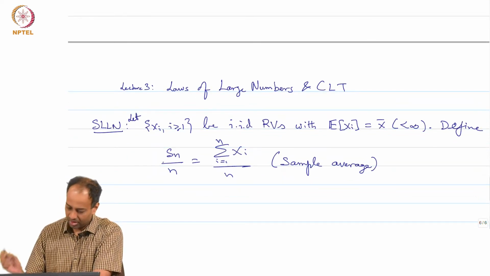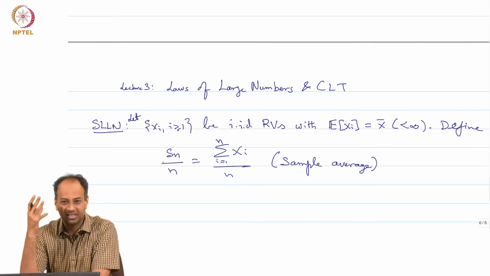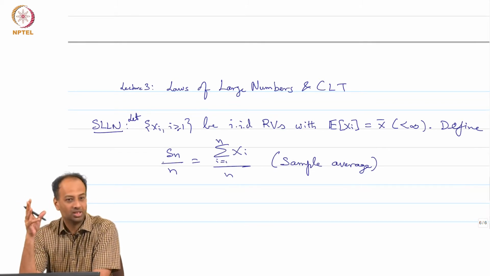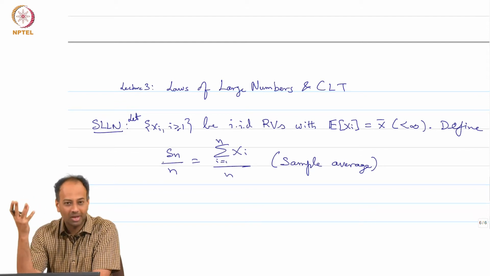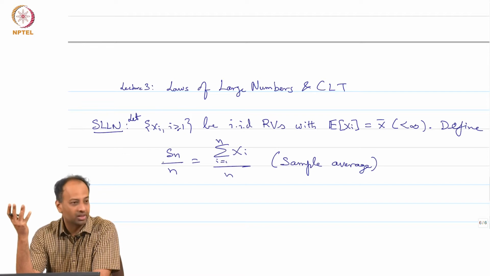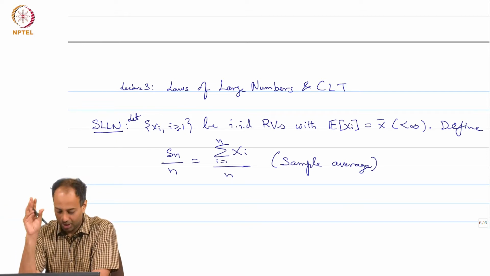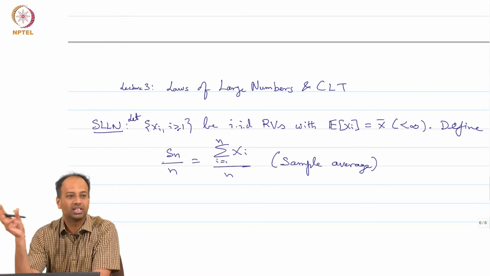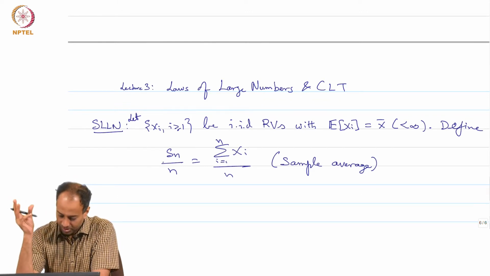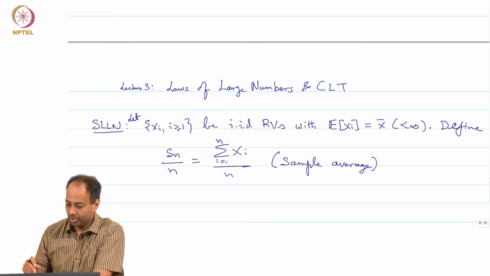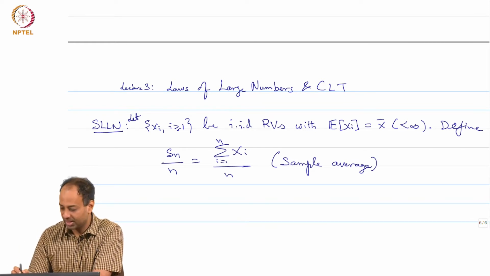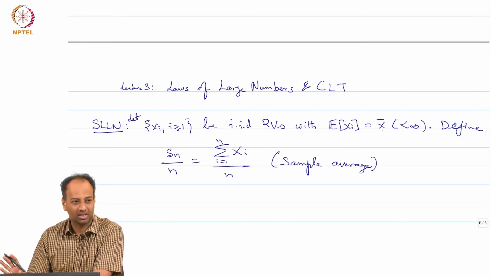So, you know what IID is: independent identically distributed. You have a sequence of random variables which all come from the same distribution. The marginal distributions are the same and they are independent, so all finite order joint CDFs will factorize into a product of the marginals. You are assuming that the expected value of each xi is equal to some x bar, and this has to be finite.